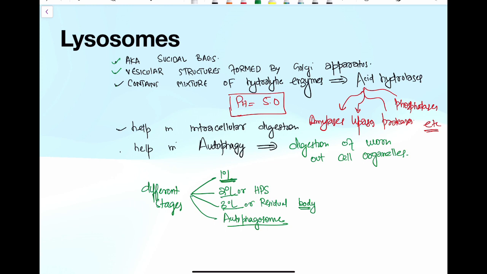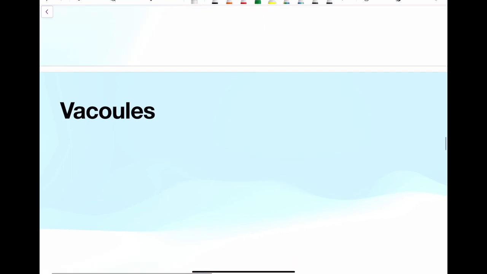Now we'll go to the next organelle, that is the vacuole. Now, what is a vacuole? Vacuole is again a membrane bound space found in cytoplasm which helps us in storage of various materials, especially in the plants. So it's typically defined as a membrane bound space in cytoplasm.